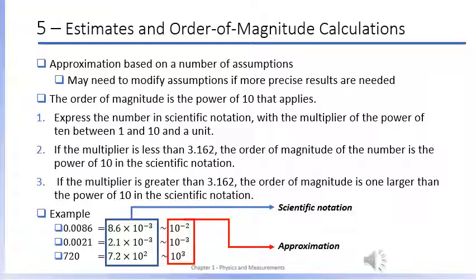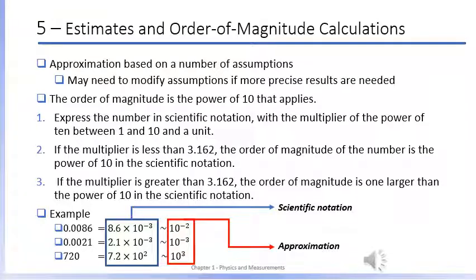In other cases, we should do some approximation based on a number of assumptions. So we may need to modify our assumptions if more precise results are needed. So each time you are using an order of magnitude, you should use the power of 10. So first, you should express the number in scientific notation with the multiplier of the power of 10 between 1 and 10 and a unit.